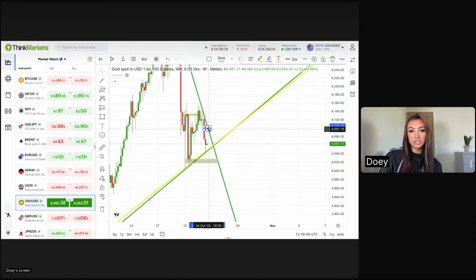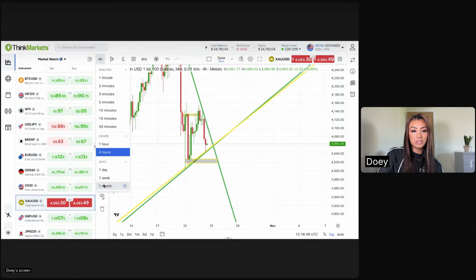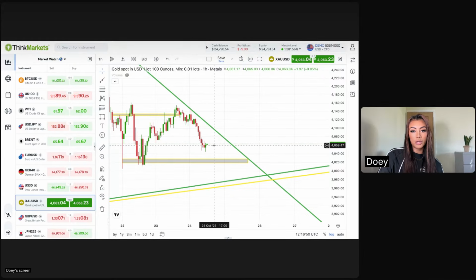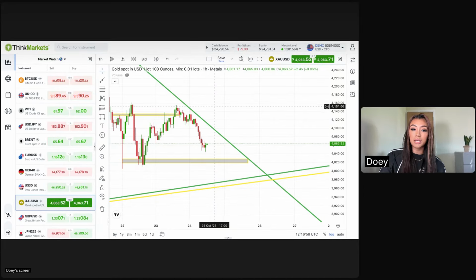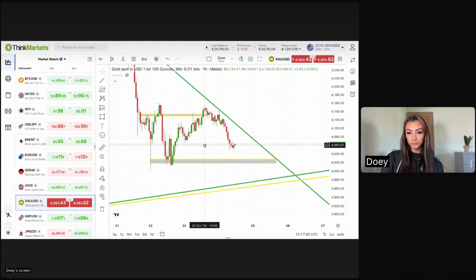But obviously, you've got to be wary and fully aware that we are buying straight into a 4 hour and a daily trend line. So there's a lot of sell side liquidity there, basically. So yeah, we'll have to wait and see.